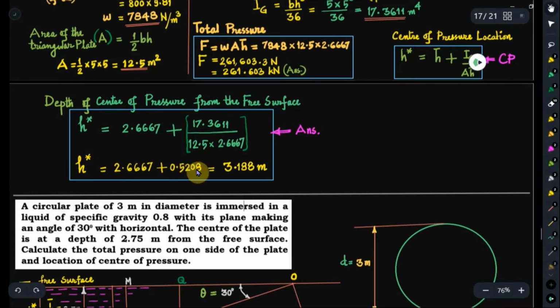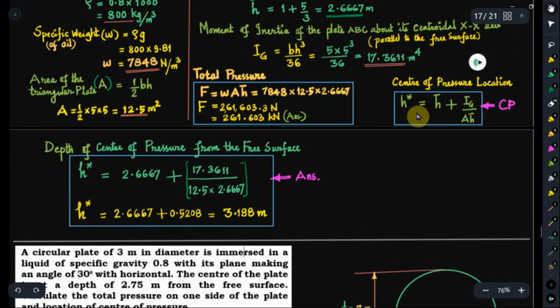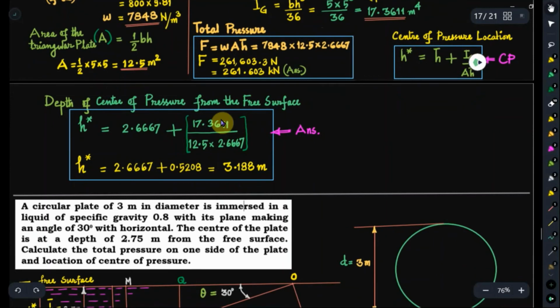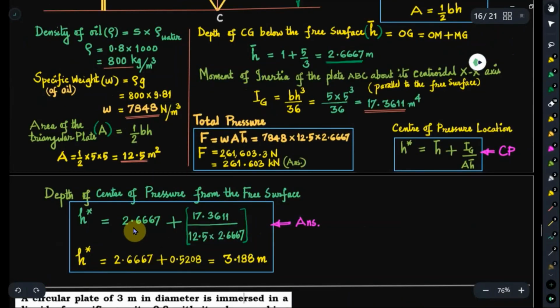See the distance between the center of pressure and center of gravity, that is H star minus H bar, is this term Ig by A H bar. See that Ig by A H bar, if you take the product and evaluate this fraction, then you will get 0.5208. So distance between the center of pressure and center of gravity is this. So here you will get H star is equal to 2.6667 plus 0.5208. So you will get 3.188 meter. So this is the depth of the center of pressure below the free surface, or the point of application of the total pressure force F.